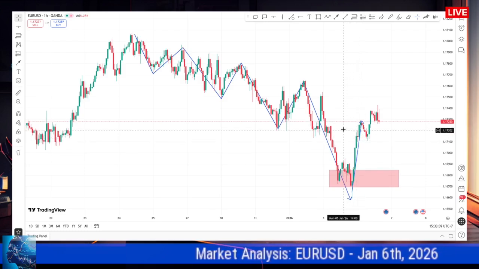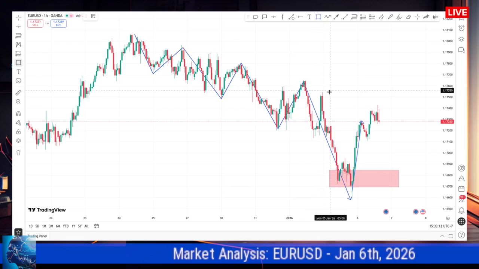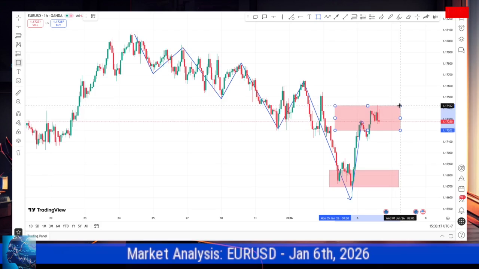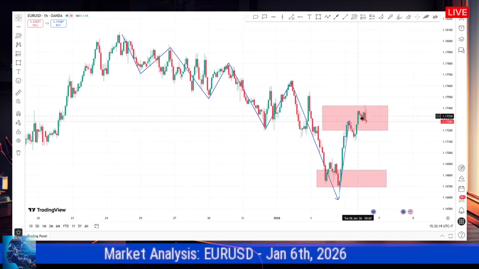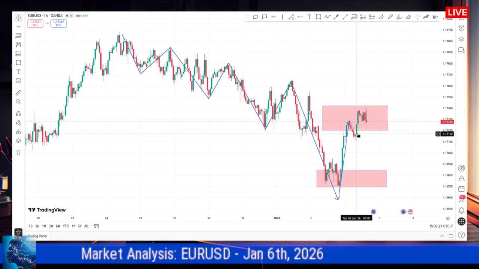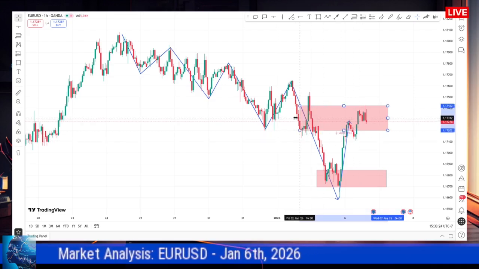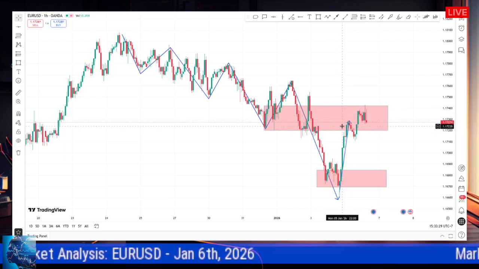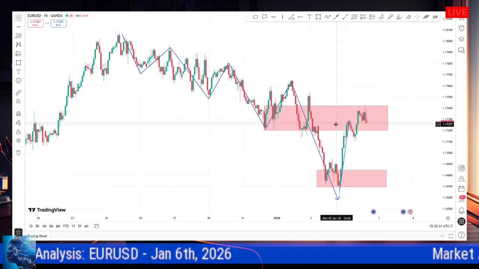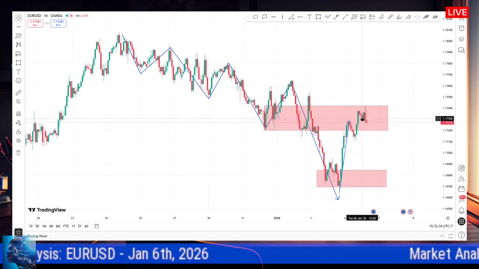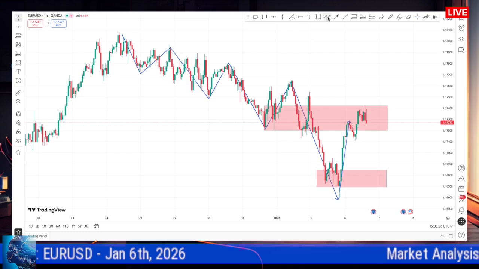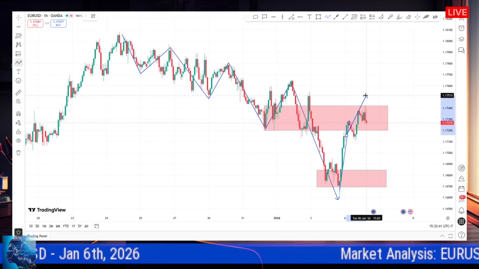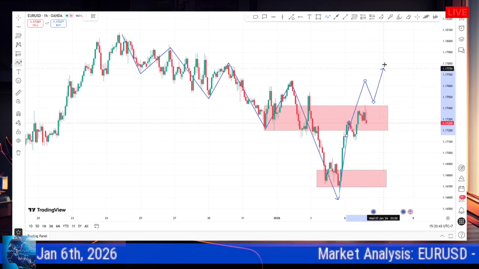Currently, price is retracing back toward the 1.1720 to 1.1740 zone, which previously acted as support and now has the potential to flip into resistance. From the trading perspective, this is where patience matters. If price shows bearish rejection in this zone, it supports continuation to the downside. But if buyers step in and break structure with strong bullish candles, it could signal a deep correction upward.